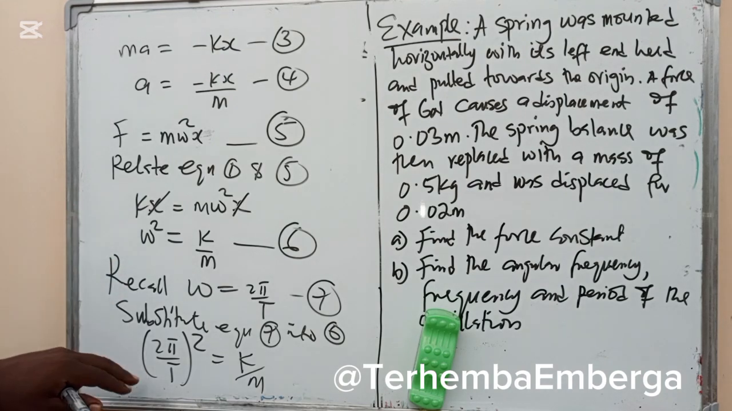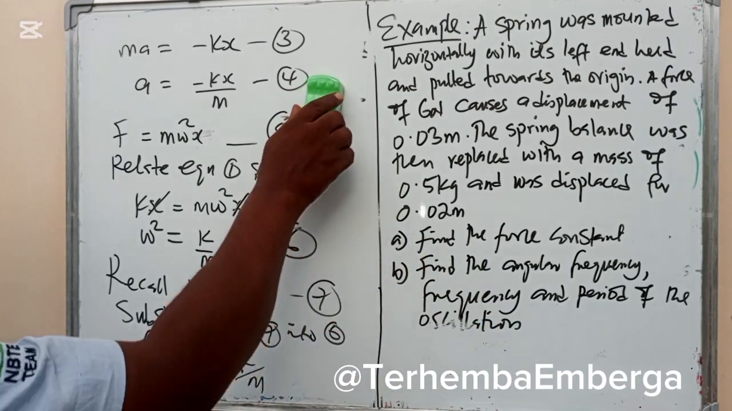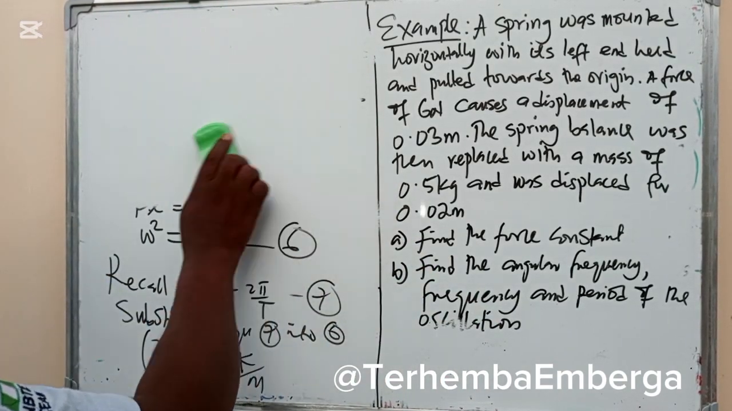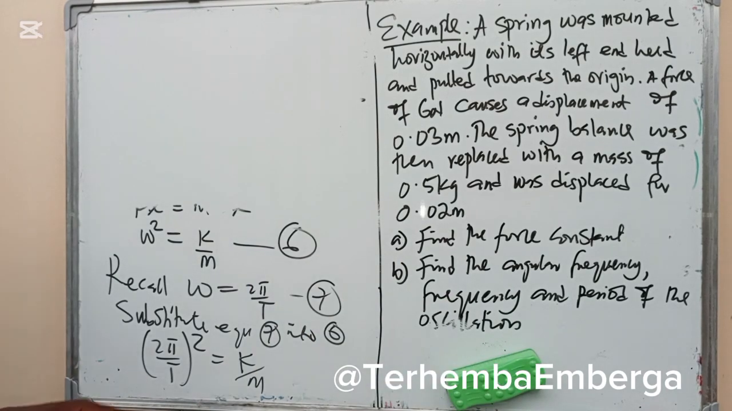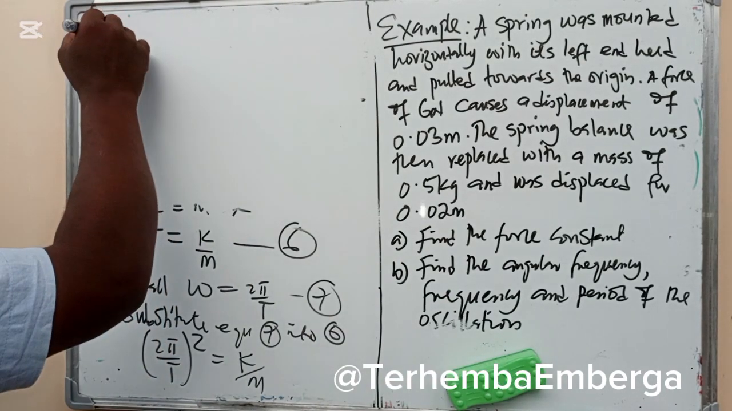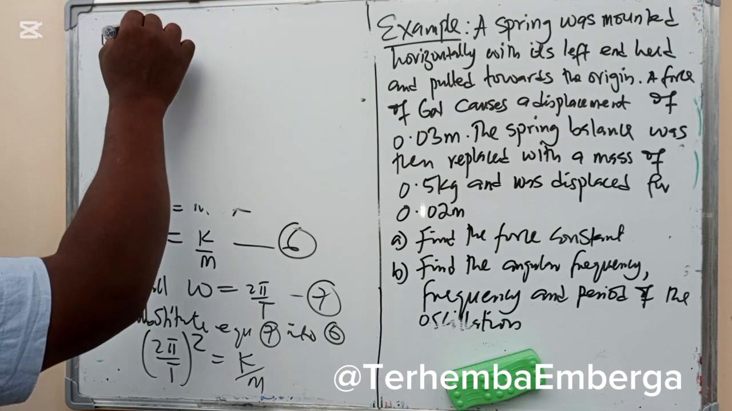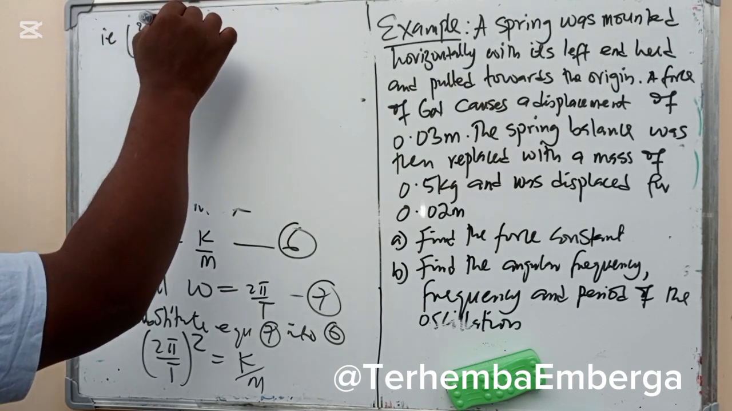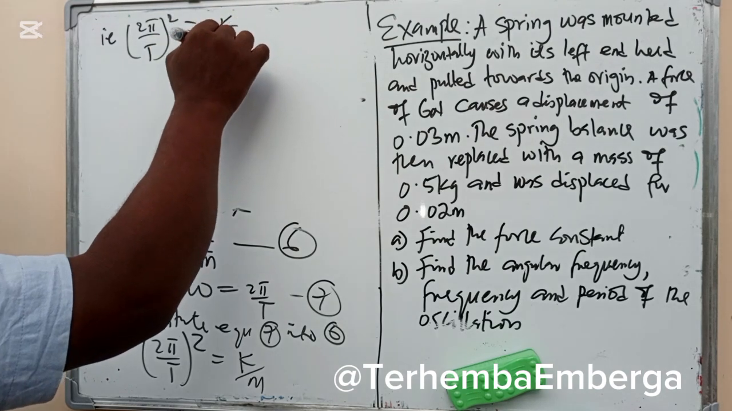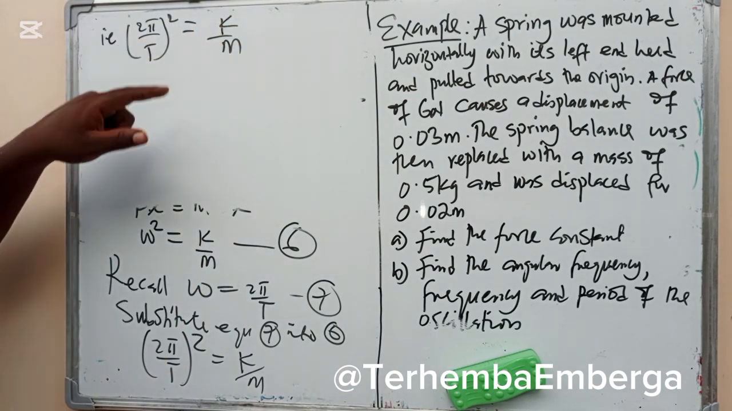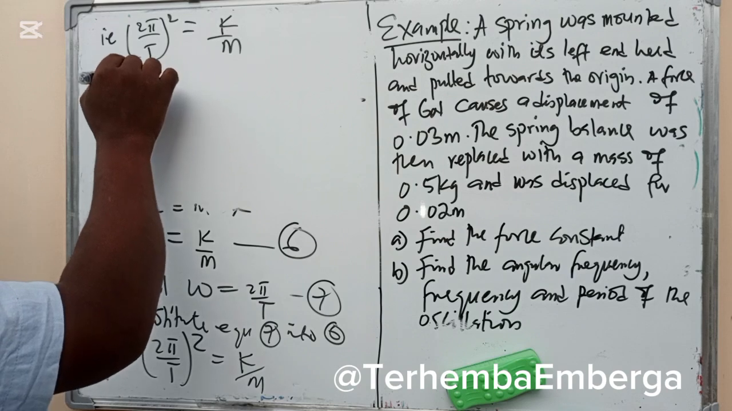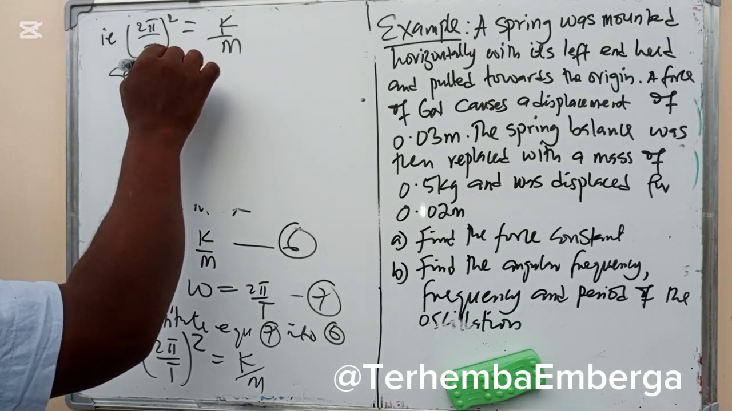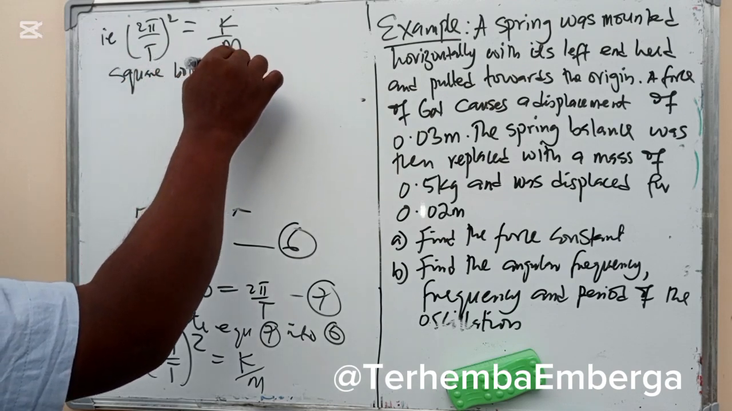So our interest here is to make T the subject. And the only way we can achieve that, that is, 2 pi all over T squared equal to k all over m, is to square both sides of the equation.